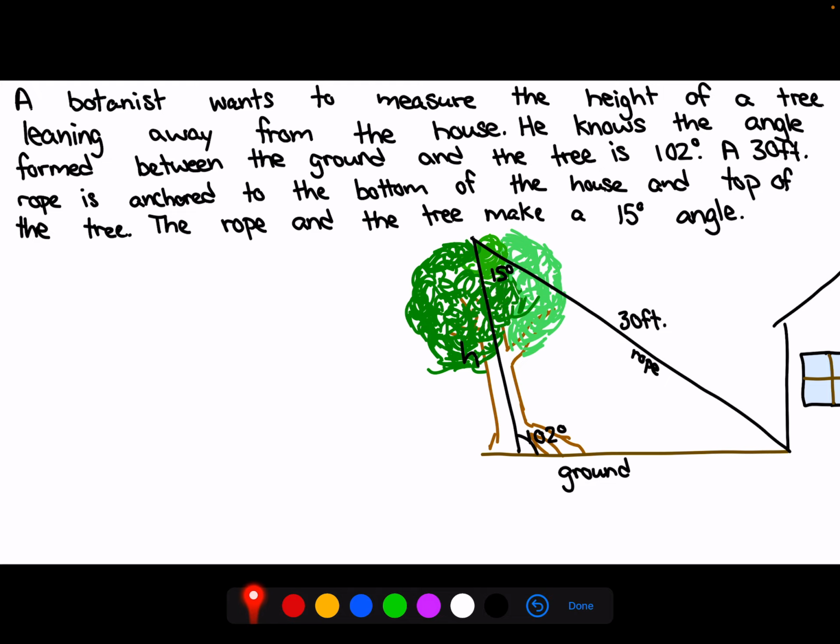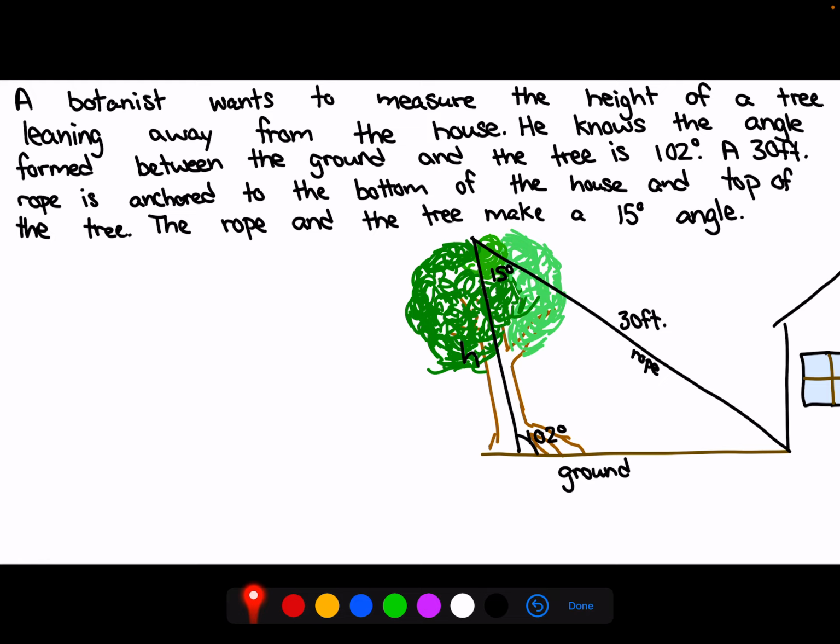Further, we know that the length of the rope is 30 feet. That ties it to the ground, to the house rather. And the tree and the ground intersect at 102 degrees. So it's leaning 102 degrees from the ground. So it's about 12 degrees off from a 90-degree angle, right? It's off a bit. So what we want to do first is, of course, we have two angles. So if we have two angles, then why not just solve for our last missing angle right away?